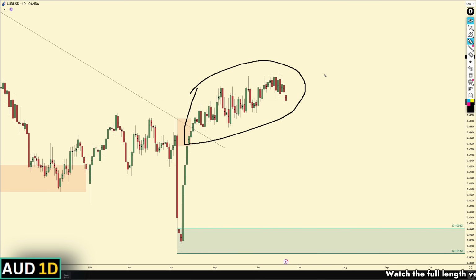I'll be honest with you guys, there hasn't been too many setups here on the Aussie USD. This represents you guys having to be patient, and a good way to be patient is to just trade other pairs. It's really that simple.